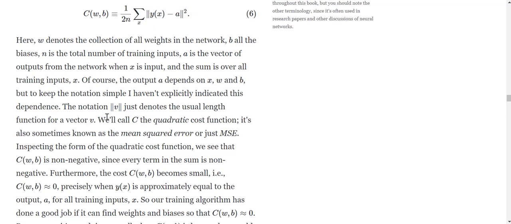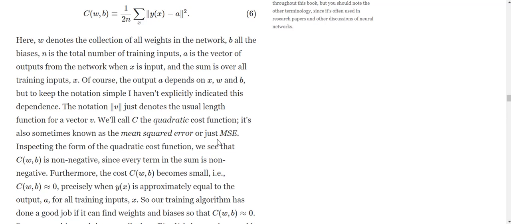So the notation norm of v, this is known as the norm of v, this just denotes the usual length function for a vector. So if you've studied vectors, you'll know that this is also known as the mod or the length of the vector. We'll call C the quadratic cost function. It is also sometimes known as the mean squared error or just MSE.